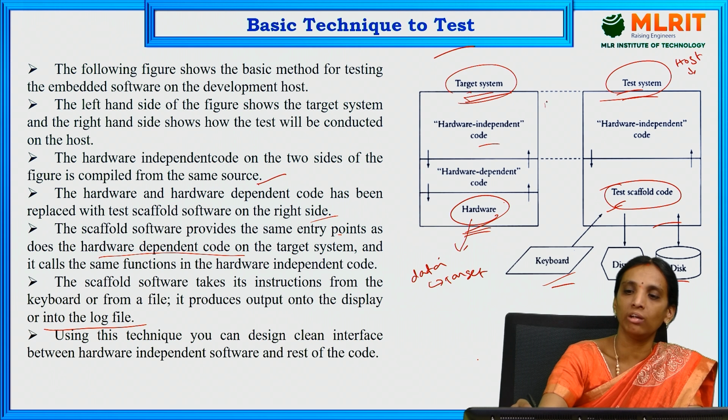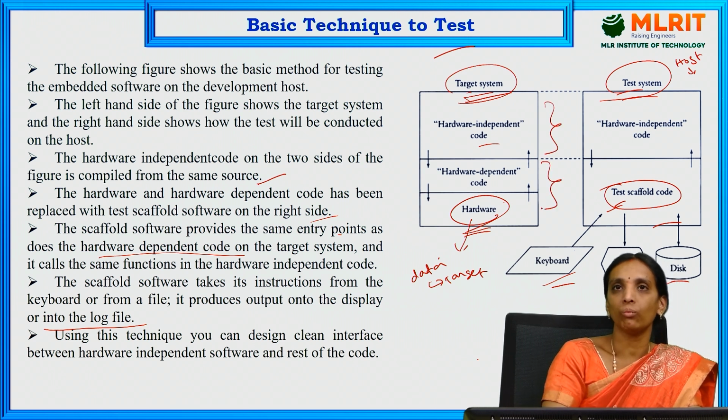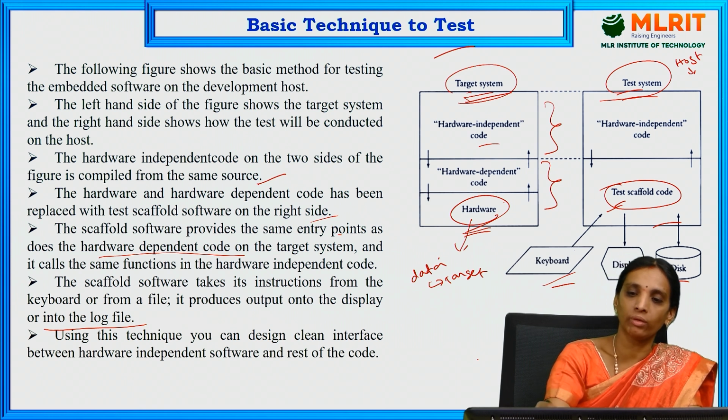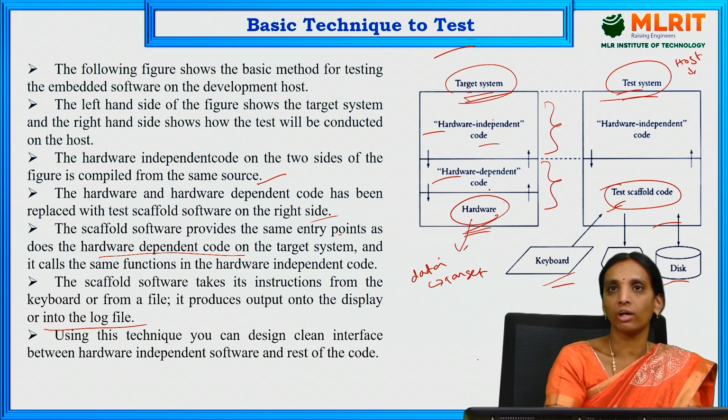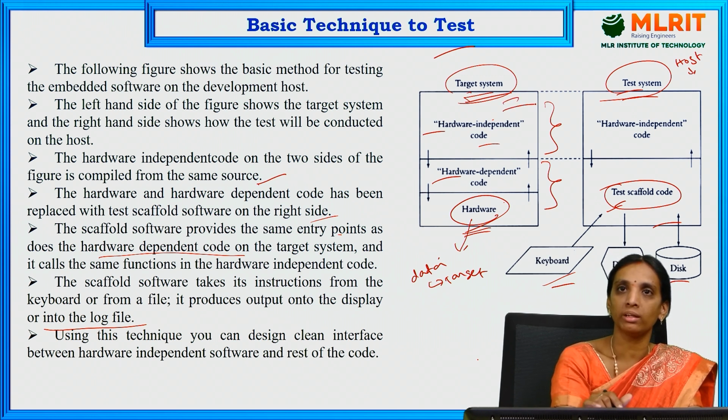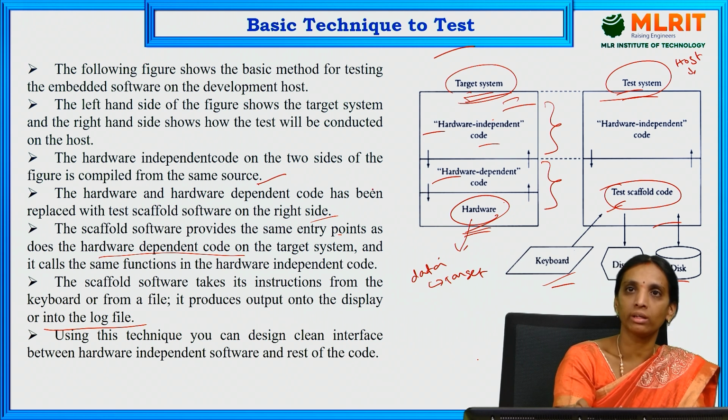We are dividing our entire program into two parts: hardware independent and hardware dependent. First we need to check the hardware independent code on both the host machine and the target machine. Next we have to check the hardware dependent code. We can check the hardware dependent code directly on the target machine, as it is possible there, since it has the hardware on the target board.